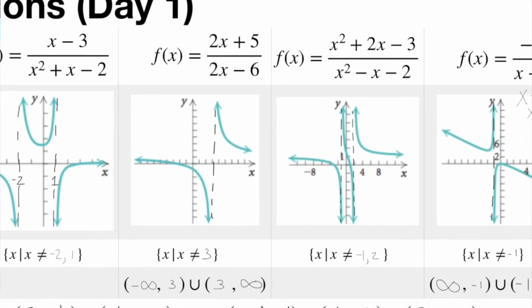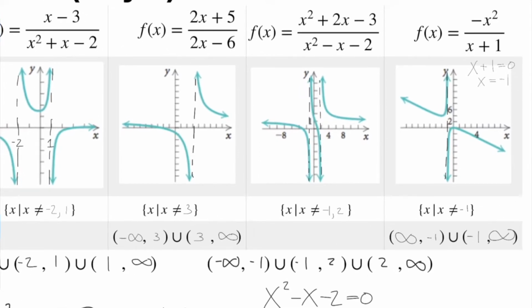Next, we've got 2x plus 5 over 2x minus 6. So when does this denominator equal 0? When x is equal to 3. So we have to make sure that x is not equal to 3. That's the domain in set notation: all x such that x is not equal to 3. And here's what that would look like in interval notation. You've got this interval right here from negative infinity to 3, and then don't include 3, but consider the union between this interval and this interval, which is 3 to infinity.